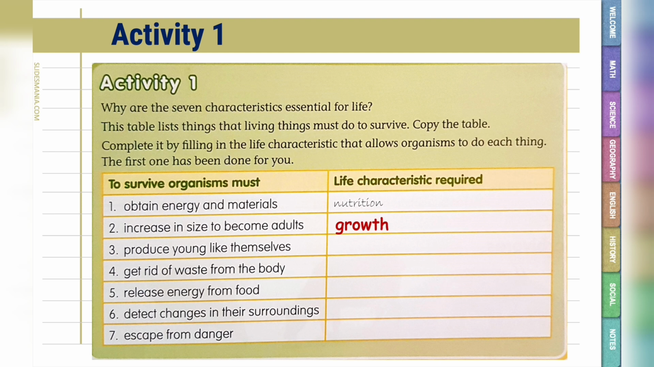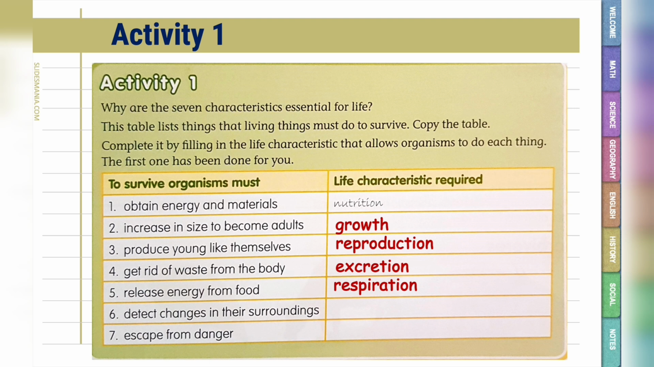Produce young like themselves, making babies. It is reproduction. Getting rid of waste from the body. Yes, it is excretion. Releasing energy from the body. Respiration. Now release energy is when you breathe in and breathe out using this air or the oxygen, the food which we eat. You get energy from it because the food reacts with oxygen and gets energy, okay?